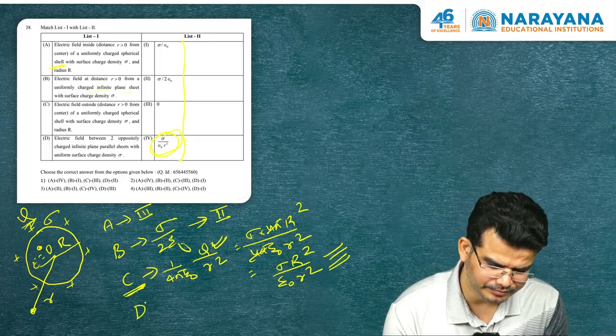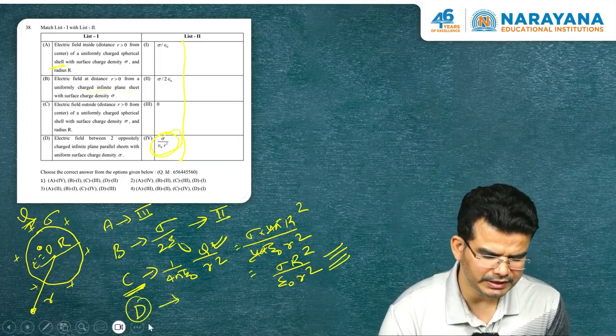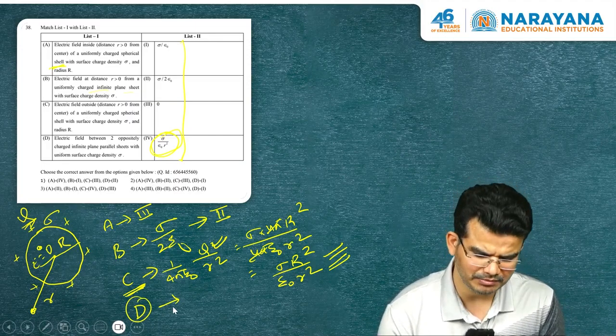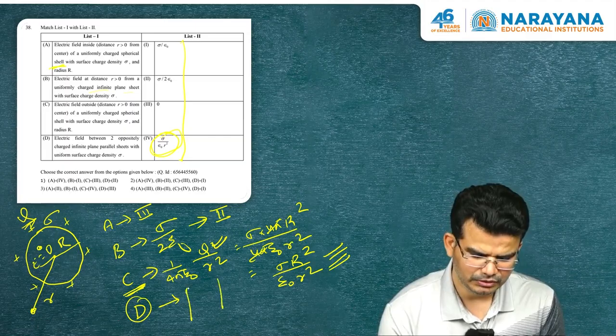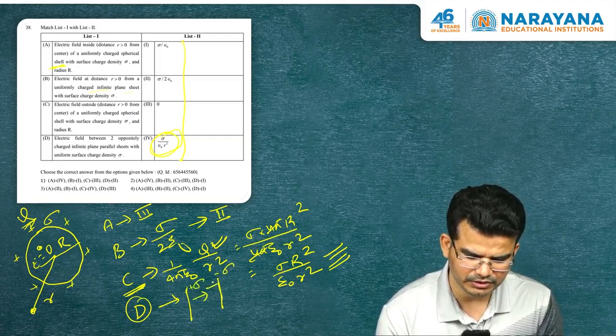Let us come to D. What is D? Electric field between two oppositely charged infinite plane parallel sheets with uniform surface charge. So, it is a simple basic capacitor. One has plus sigma, one has minus sigma, and because of this also sigma by 2 epsilon naught, because of this also sigma by 2 epsilon naught.